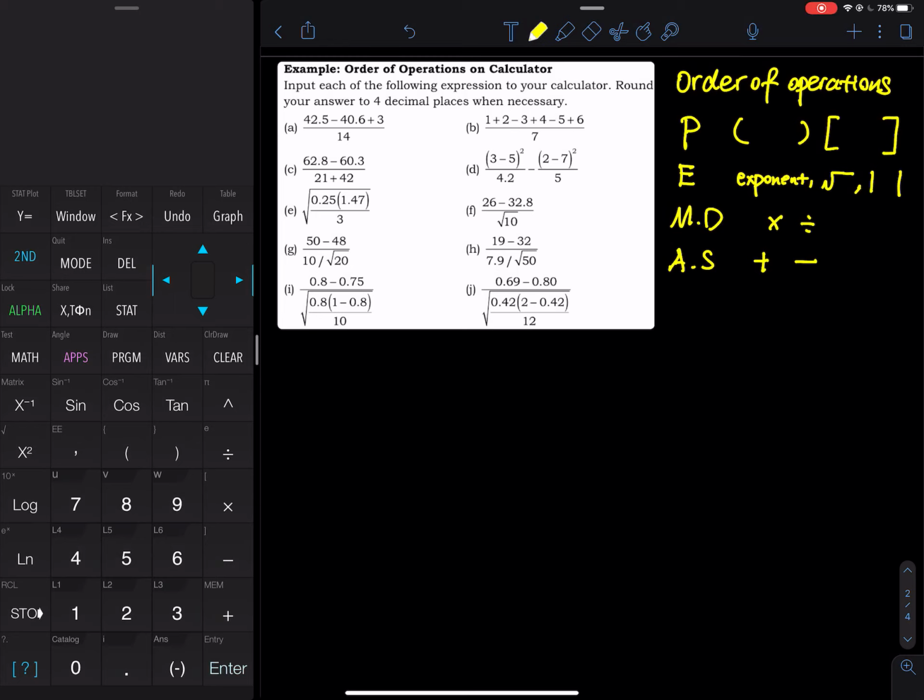Let's continue the discussion of order of operation. So order of operation is PEMDAS, P-E-M-D-A-S. P stands for parentheses, square bracket; E stands for exponent, square root, absolute value; M-D is multiplication, division; A-S is addition and subtraction. So in this problem, I have an expression, right?